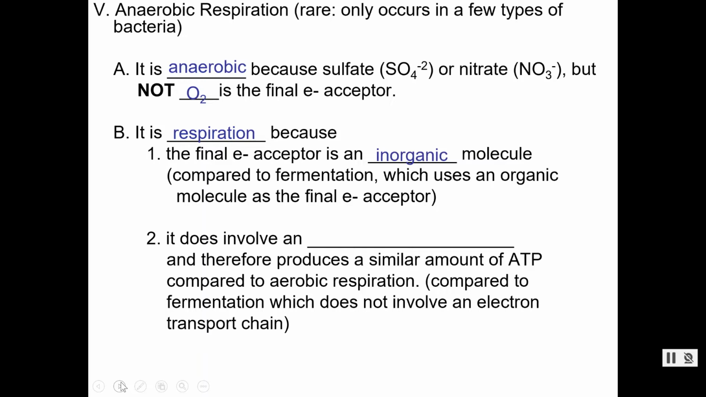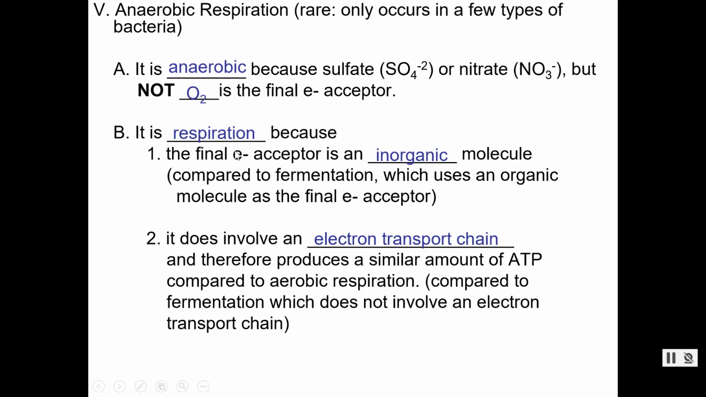Now, there is another way that we can make ATP, and this is called fermentation pathways. There's a lot of different fermentation pathways. Oh, I'm getting ahead of myself. Before we do that, so it is respiration. It involves an electron transport chain. Anaerobic respiration involves an electron transport chain. It produces the same amount of ATP, or about the same amount, compared to aerobic respiration.